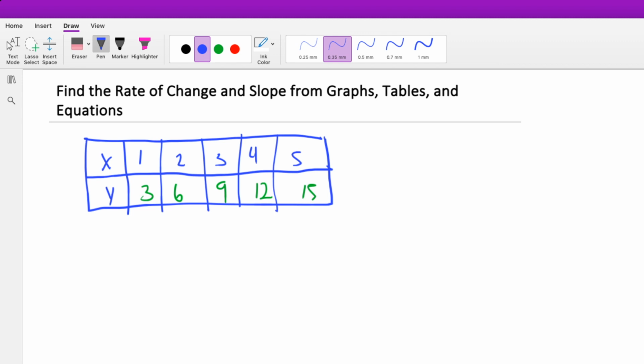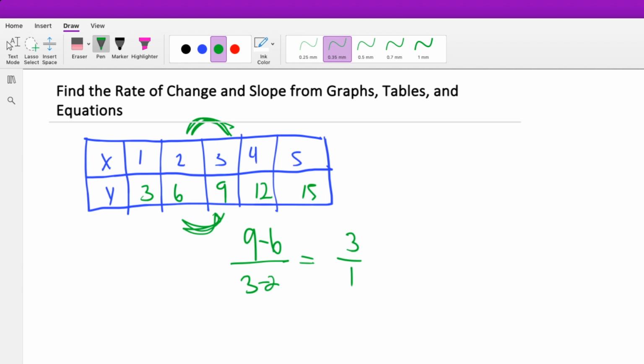We're going to pick two y's, let's say 9 and 6, okay? And then we're going to subtract them from each other. 9 minus 6. And then we're going to pick the same x's that we picked of the y's, 3 and 2, 3 minus 2, and we're going to see what we get. 9 minus 6 gives us 3. 3 minus 2 will give us 1. And as we can see, that is just 3.